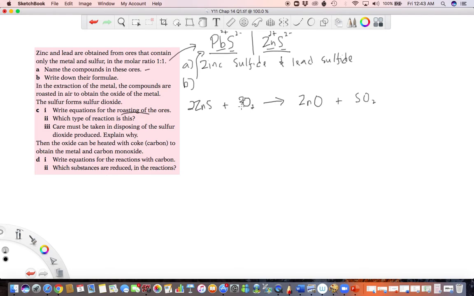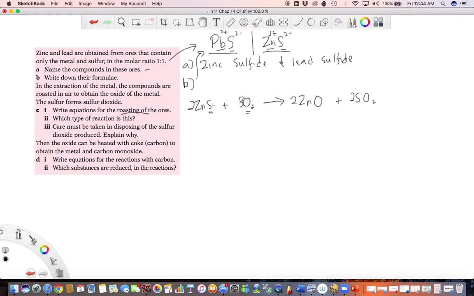There is a 3 here, and there is a 2 here, and there's a 2 here. Okay, so what type of reaction is this? Simple. You can see there's oxygen here, and there's sulfur here, and the sulfur becomes sulfur dioxide. This is what we call a reduction process.